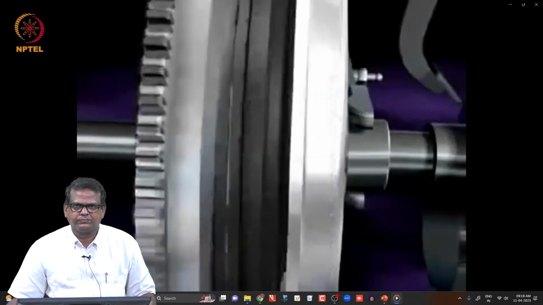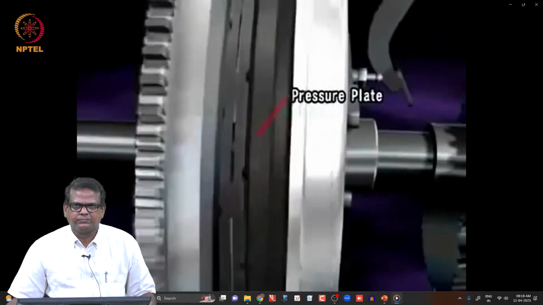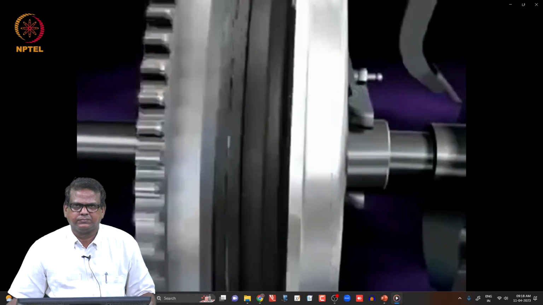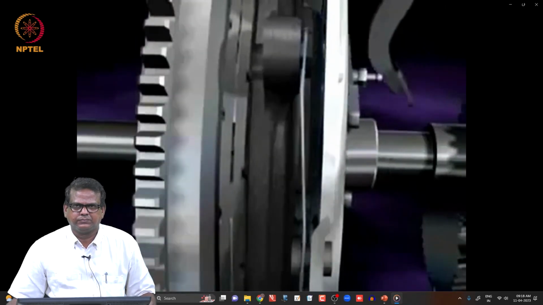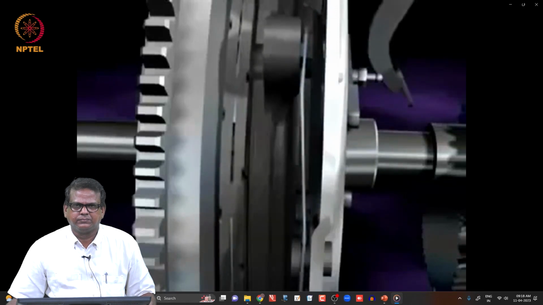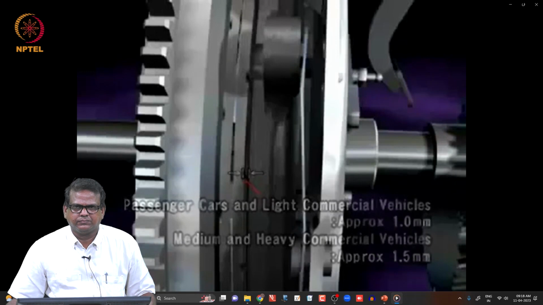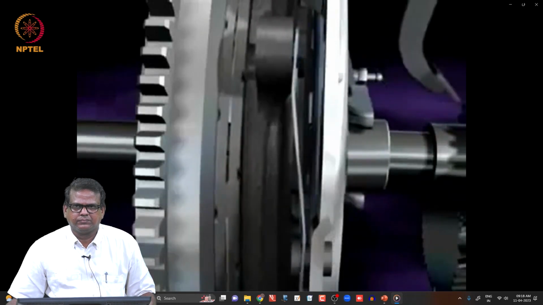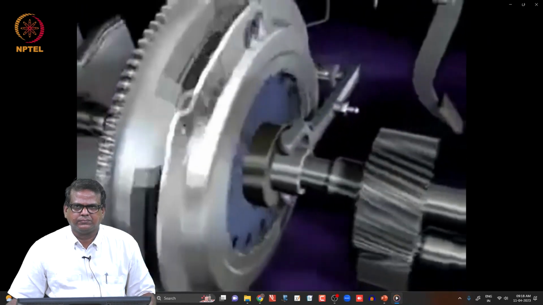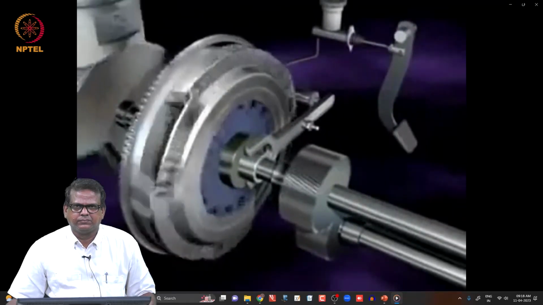When the driver steps on the clutch pedal, it releases the pressure plate that was pressing the clutch disc against the flywheel, disengaging the clutch disc. In this state, engine torque is not transmitted to the transmission. The clearance between the clutch disc and pressure plate when disengaged is approximately 1 millimeter for passenger cars and light commercial vehicles, and 1.5 millimeters for medium and heavy commercial vehicles. This engagement and disengagement is the basic principle of a manual clutch.